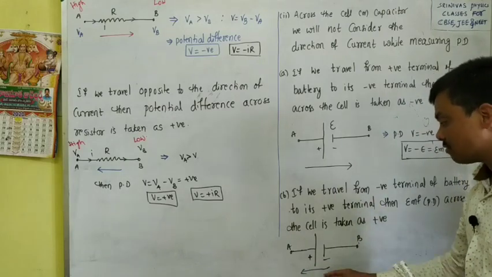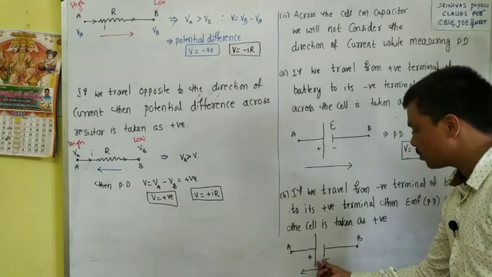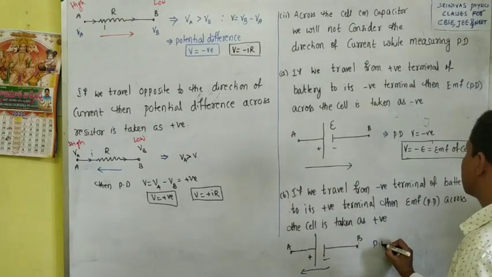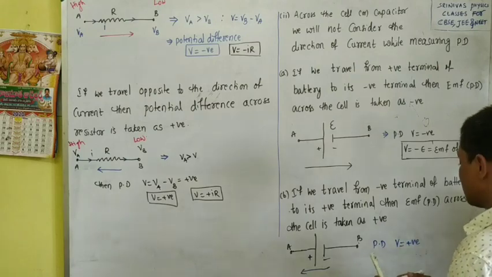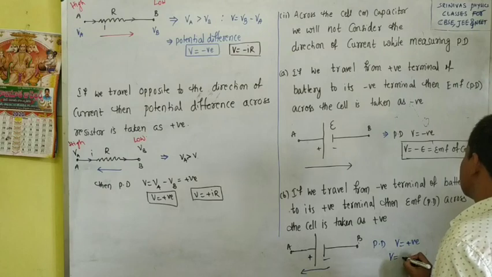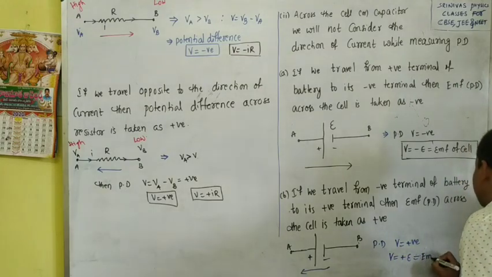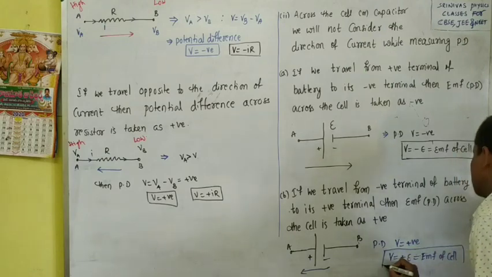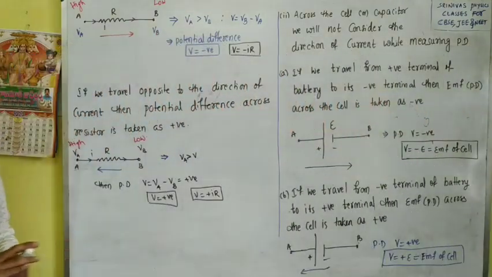Potential difference, what happens? Potential difference is the final minus initial. You are going from B to A, that means low to high, high minus low, potential difference gives the positive, right? The potential difference V we can take as positive. This potential difference is equal to plus EMF. EMF of the cell we have to take as positive. And next, let us see one example based on this. Okay, it was very simple.